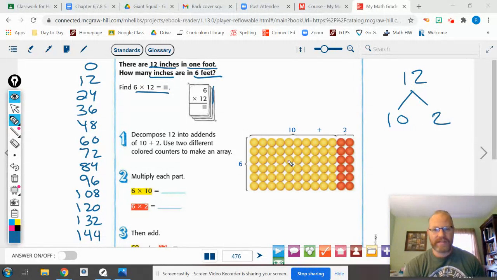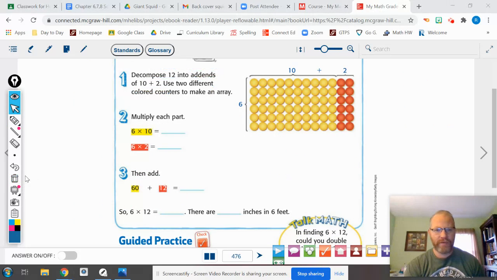So we know that 6 times 10 is 60, and 6 times 2 is 12. So we're going to add 60 plus 12, which gives us 72. So 6 times 12 is 72. And going back to that word problem, there are 72 inches in 6 feet.